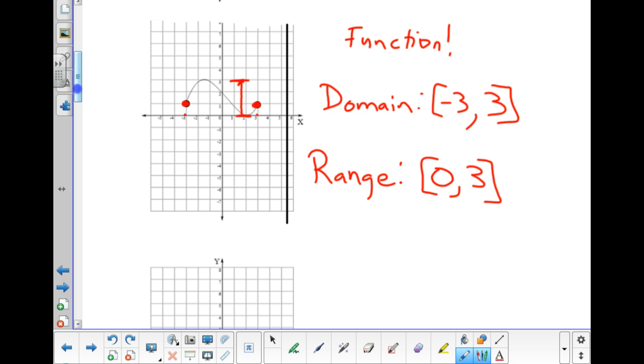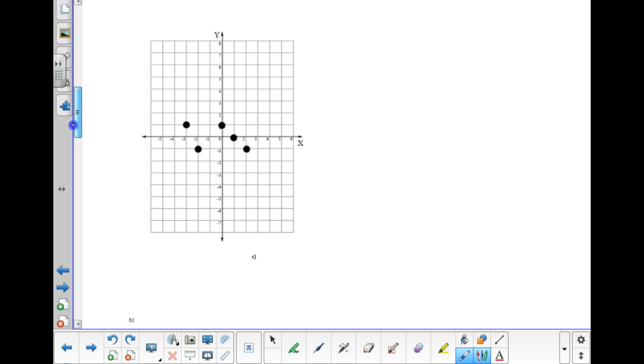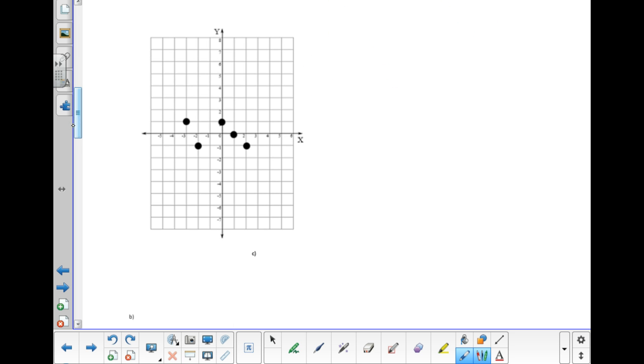Let's do another example. Now, think about it. First of all, does this pass the vertical line test? Sure it does. So this is a function. Is this graph continuous or is it individual points? It's individual points, so I should have individual values for my domain and my range.